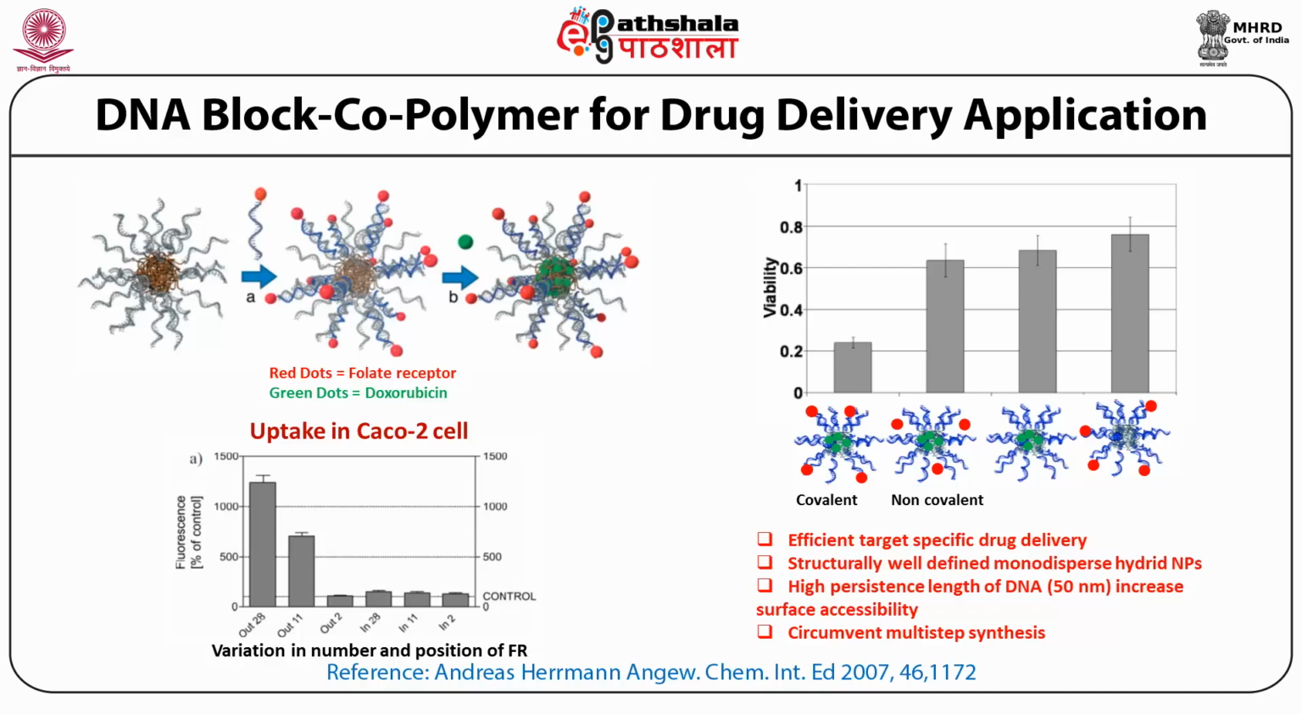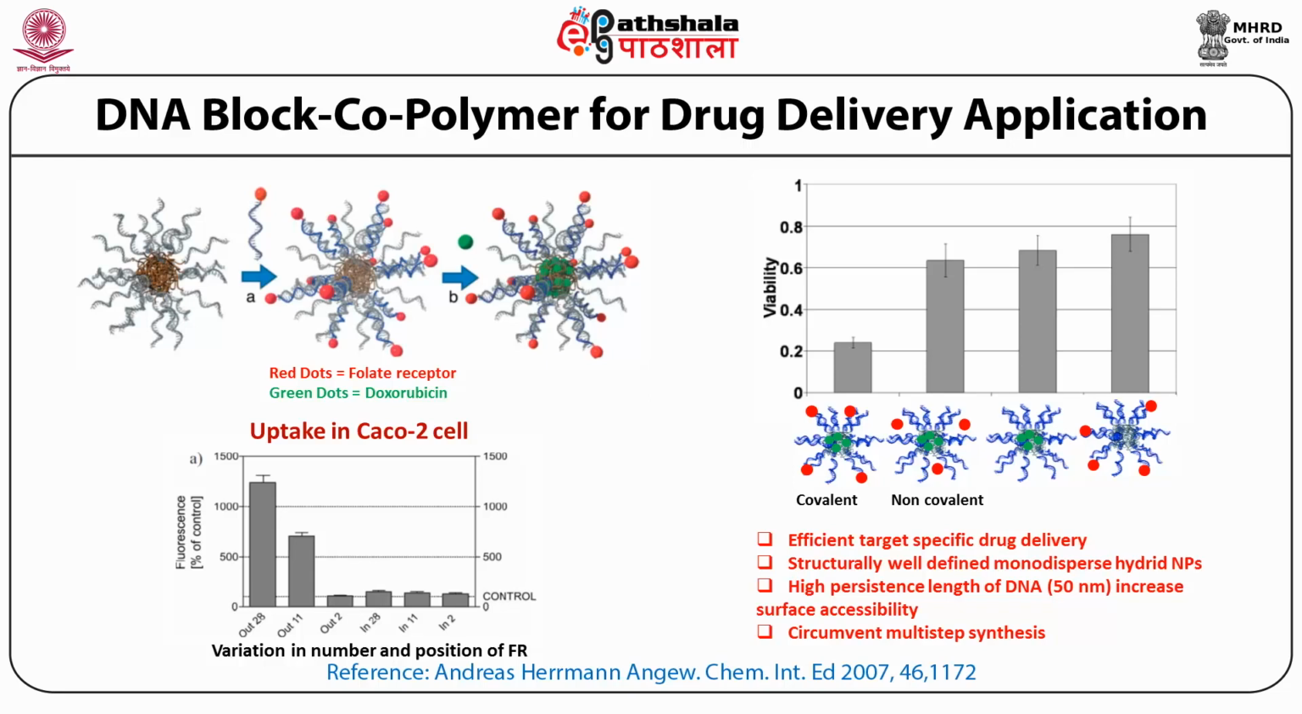Now when they have looked into the uptake of this DNA block copolymer micelles into cancer cells, this is CACO2 cells, they have seen when they have 28 folate receptors outside in the corona area, then it has a good uptake, as compared to when they have only 11 folate moieties outside, or even when you have 2 folate moieties outside, or even if you have put 28 folate receptors, but there you have put them towards the core of the micelle, you don't get good uptake. So it is important that this folate receptor should be on the outside of the corona of the micelles.